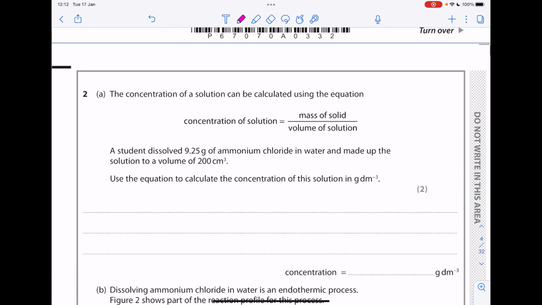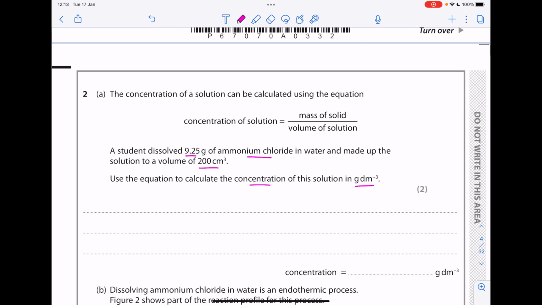The concentration of a solution can be calculated using the equation concentration equals mass divided by volume. A student dissolved 9.25 grams of ammonium chloride into water and made up the solution to a volume of 200 centimetres cubed. Use the equation to calculate the concentration of this solution in grams per decimetre cubed.